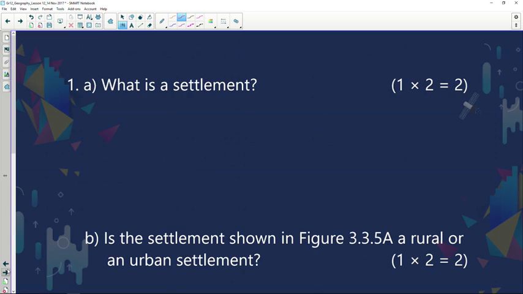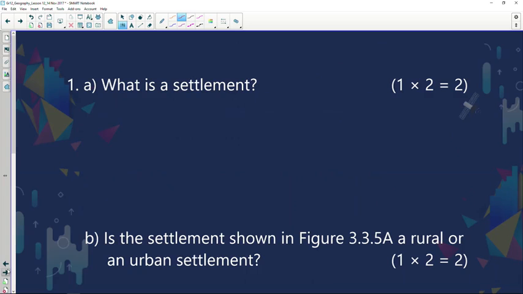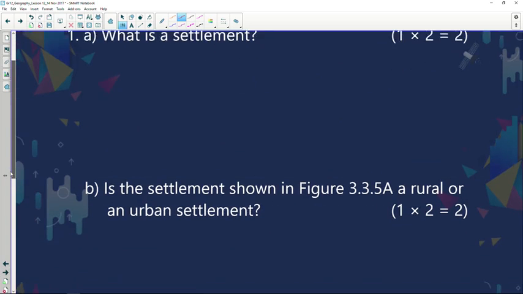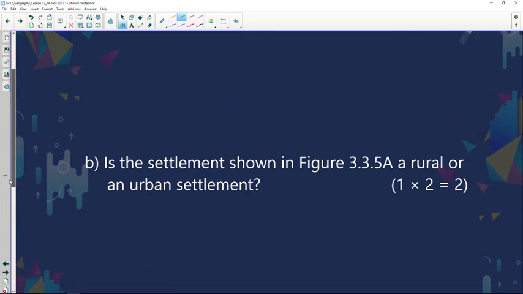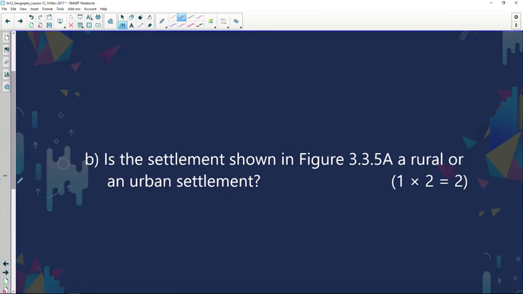Now, what is a settlement? A settlement is where people live, where a bunch of activities take place. We looked at rural settlements, we already discussed it. It's usually where primary activities take place. And then we look at urban settlements, it's usually where secondary and tertiary activities take place. Now, if you look at the next question, is the settlement shown in figure 3.3.5a a rural or urban settlement?